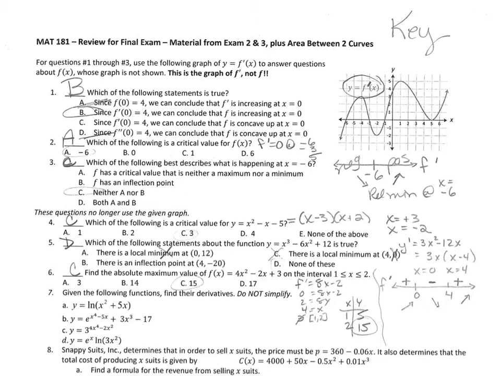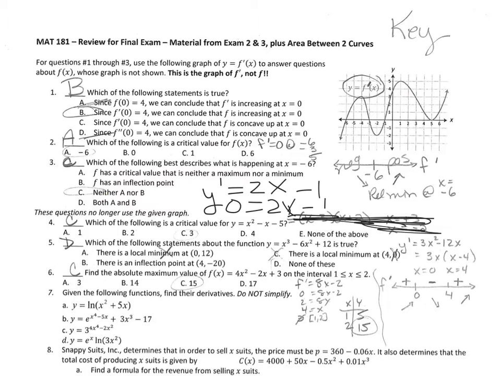For number 4, which of the following is a critical value? Critical values are when you take the function and take the first derivative of the function. So I see here I was rushing and doing this with another class. So let's go ahead and take the first derivative. So y prime is 2x minus 1. Critical values are when that is 0, 2x minus 1, and we solve that for x. Add 1 to both sides, divide by 2, you get 1/2. So the answer is E. So for number 4, the answer is E.